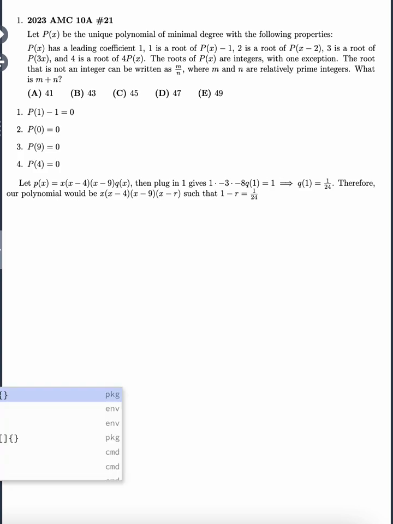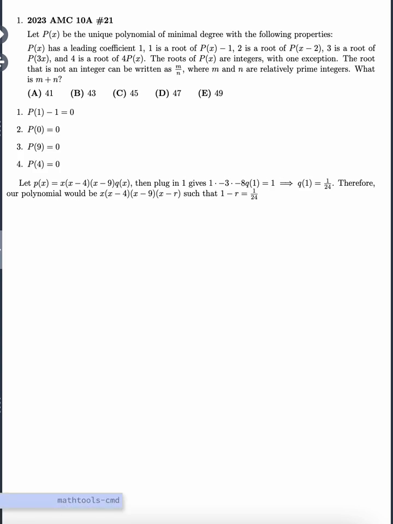Which implies that r is equal to 23 over 24. So therefore, our answer to this problem is just 23 plus 24, which is 47, which gives us the answer choice D.